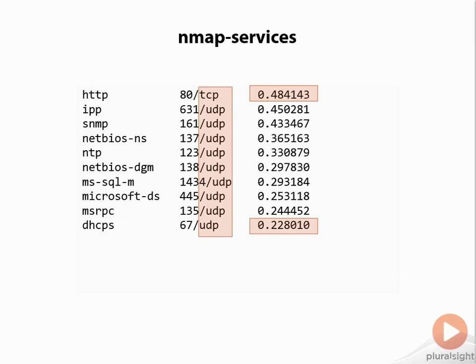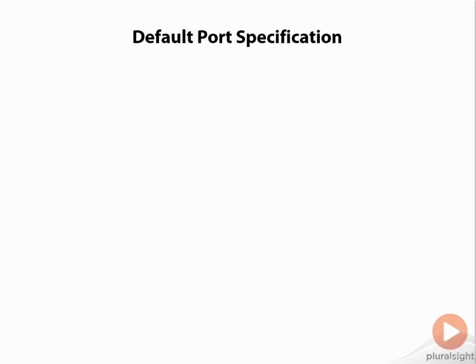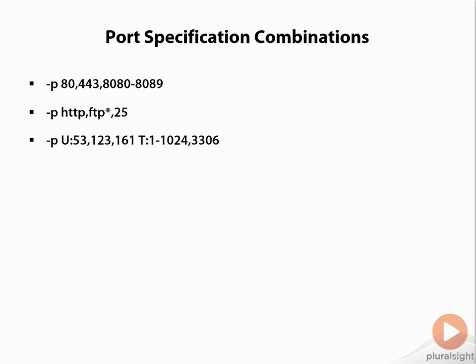As we've demonstrated, you don't have to specify any port specifications at all, and Nmap will still scan something. So what's the default? By default, Nmap scans the top 1000 TCP ports. Of course, most of these port specifications can be combined. Here are 3 valid examples. In the first example, we're combining port number lists with port number ranges. The second example combines nmap-services named services with wildcards and numbered ports. And the last example combines protocol specifications with lists and ranges.